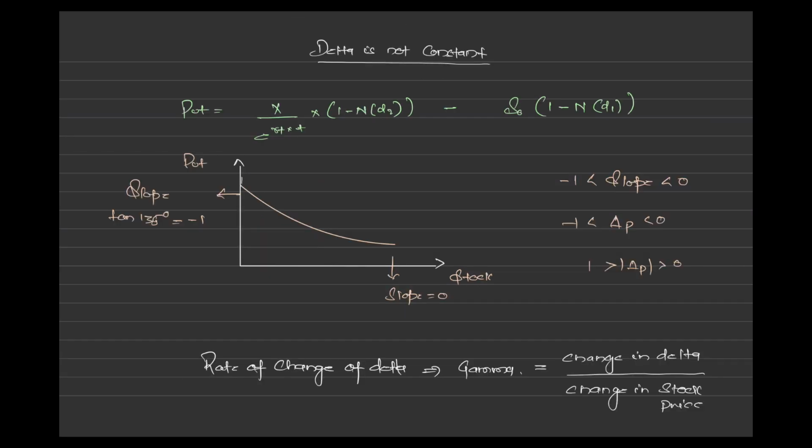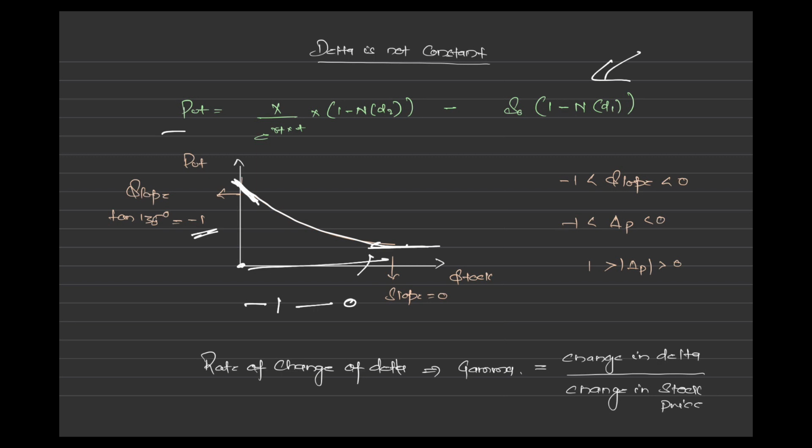Similarly, if you plot the put with the help of Black-Scholes-Merton model, you keep on increasing the stock price, you will see that the put price will fall. Here, when you calculate the slope will come as tan 135 degree, which is minus 1. And here the slope will come as tan 0, which is 0. So slope is varying between minus 1 to 0. So slope is again changing. The rate of change of the slope is called as gamma again, gamma of put.